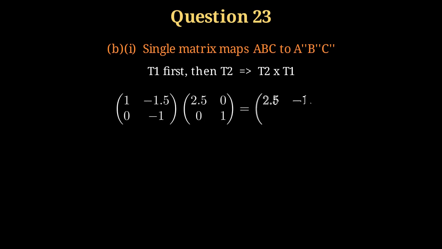Multiplying row by column. Top left is 1 times 2.5 plus minus 1.5 times 0, giving 2.5. Top right is 1 times 0 plus minus 1.5 times 1, giving minus 1.5. The bottom row is 0 and minus 1. So the combined matrix is (2.5, -1.5; 0, -1).